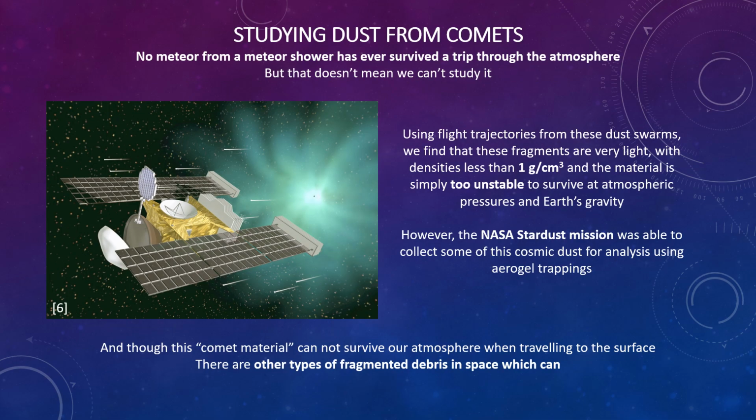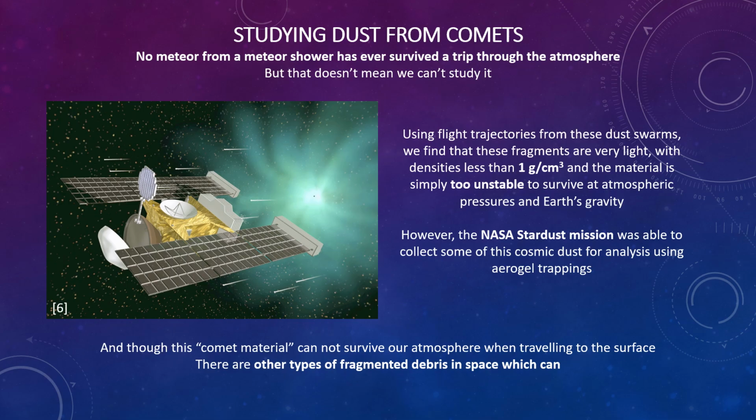Meteors from meteor showers, being little bits of dust from comets, have never survived trips through the atmosphere and made it down to the surface for us to study. However, we can send spacecraft out into space to go through the trails left behind by comets and collect the dust. Using flight trajectories from these dust swarms, we find that the fragments are very light, not very dense, having a density of less than 1 gram per cubic centimeter.